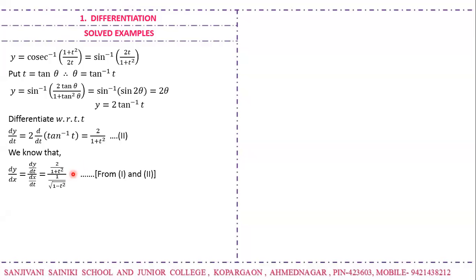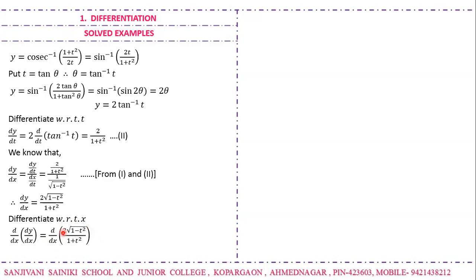So using the parametric differentiation, dy by dx is equal to dy by dt upon dx by dt. Put the values of dy by dt and dx by dt. We get dy by dx is 2 root 1 minus t square upon 1 plus t square. Now differentiate this with respect to x. So d by dx of dy by dx is equal to d by dx of this.